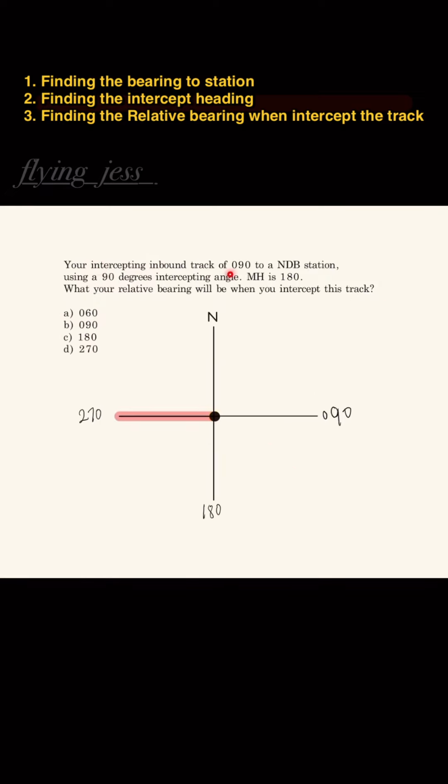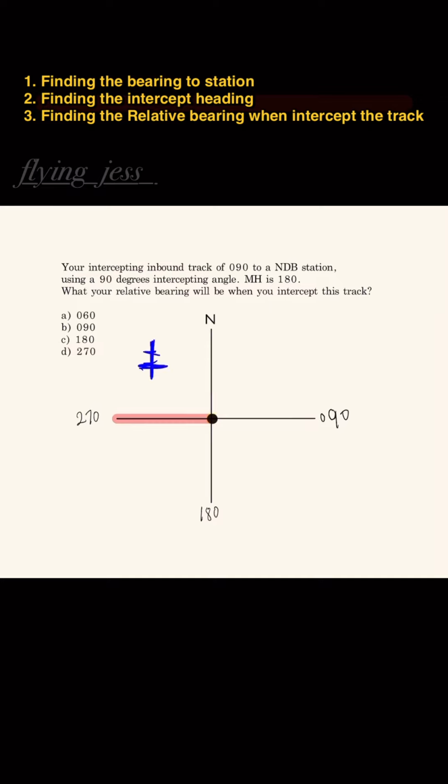You're intercepting inbound track 090 to an NDB station using a 90 degree intercepting angle. Your magnetic heading is 180. What will your relative bearing be when you intercept this track? So I want to intercept to here. My magnetic heading is 180 for 090, which means I am coming from the north, so maybe somewhere here. Now, when I intercept here, how do I know only using the relative bearing?